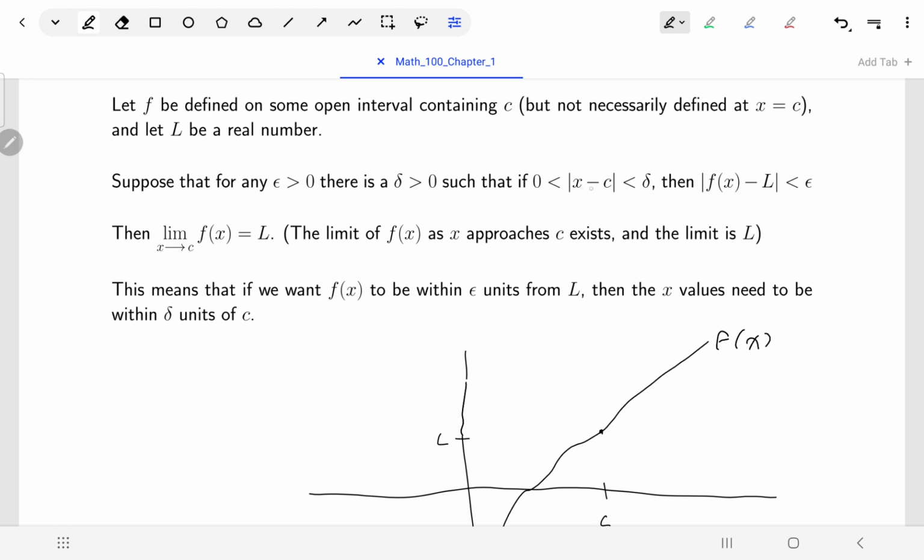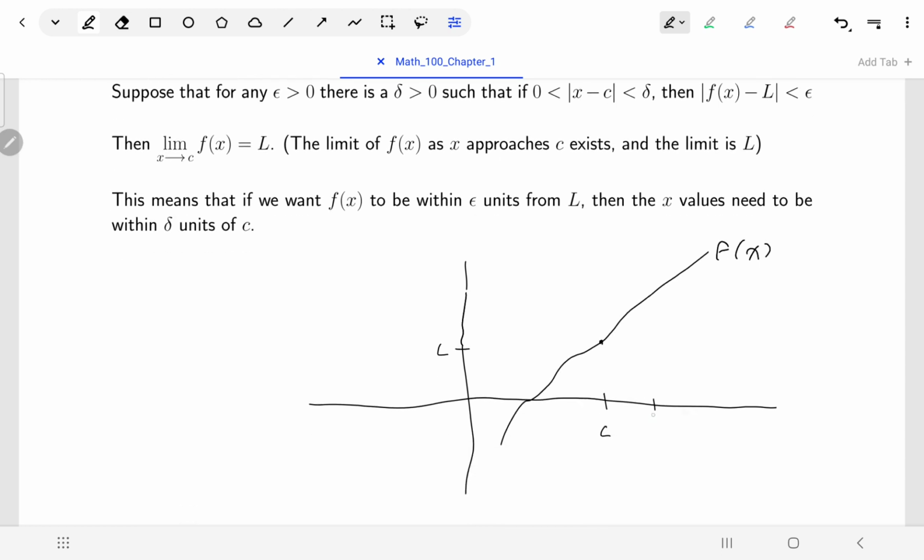Here, when I have the absolute value of x minus c, I'm talking about the distance between my x values and c. And so what is delta then? Delta is the distance between x and c. So if you went delta units up from c or delta units down from c, all of these values would be in that little interval where the absolute value of x minus c is less than delta. In other words, we're talking about all those values that are within delta of c.